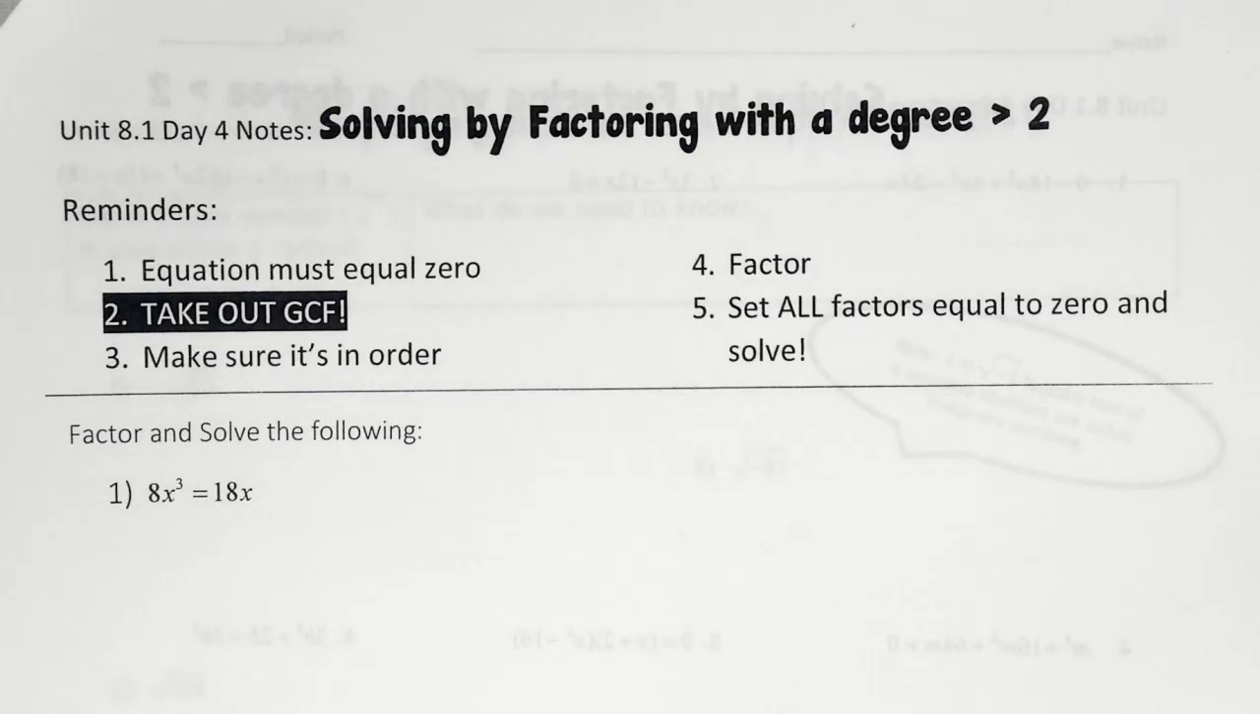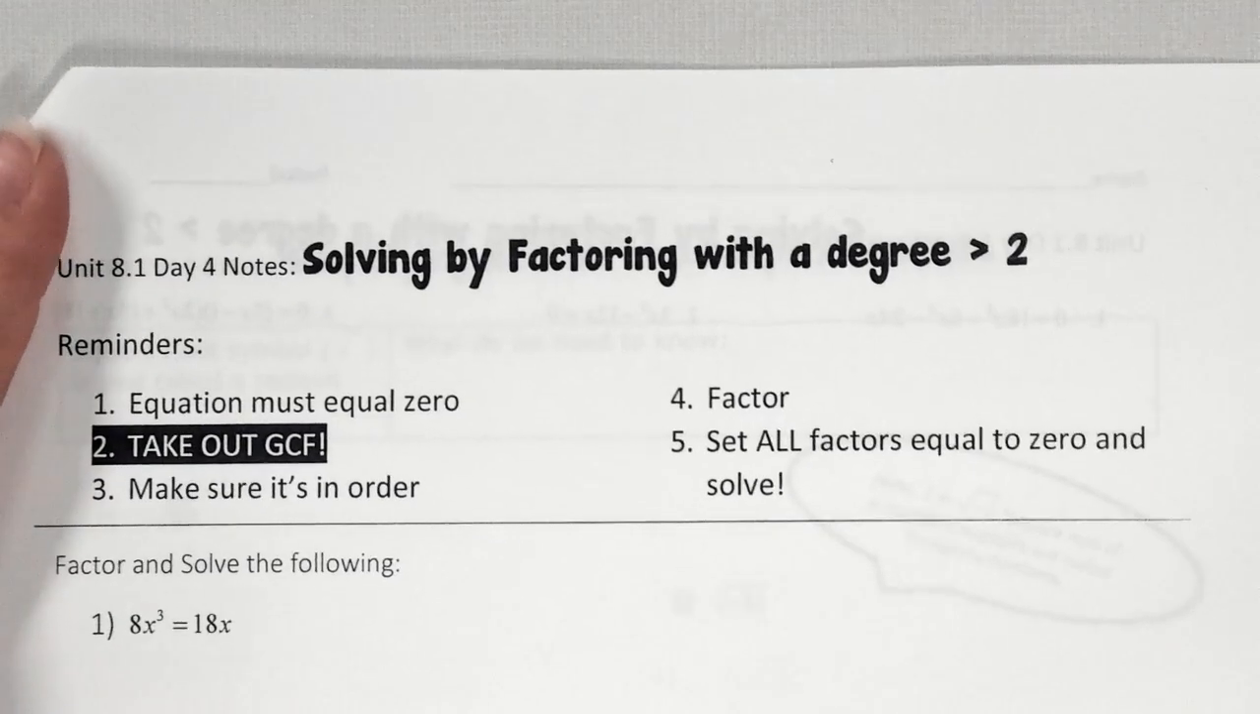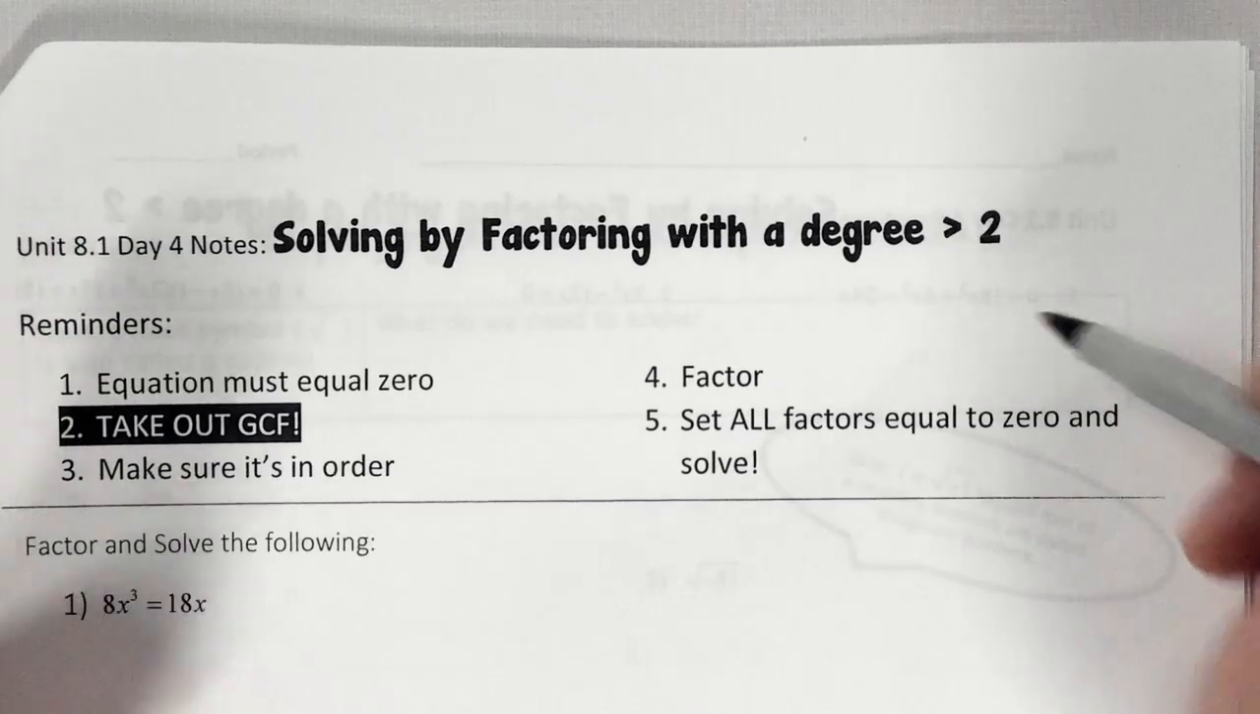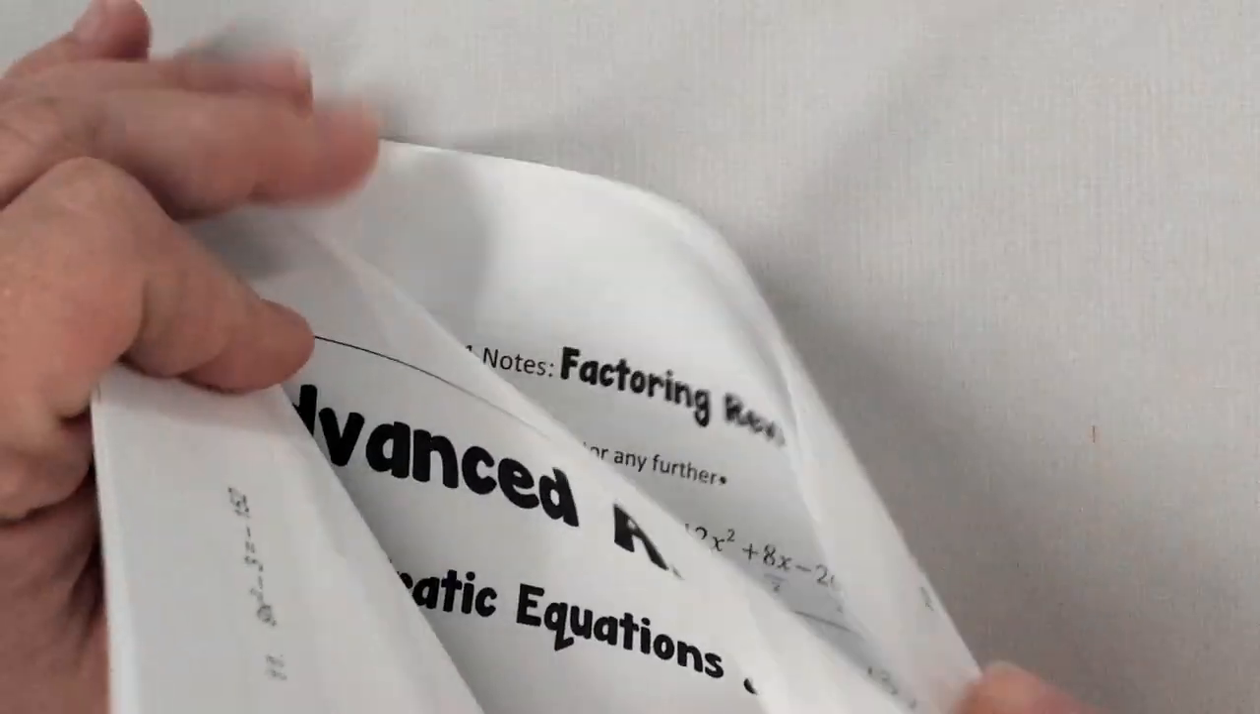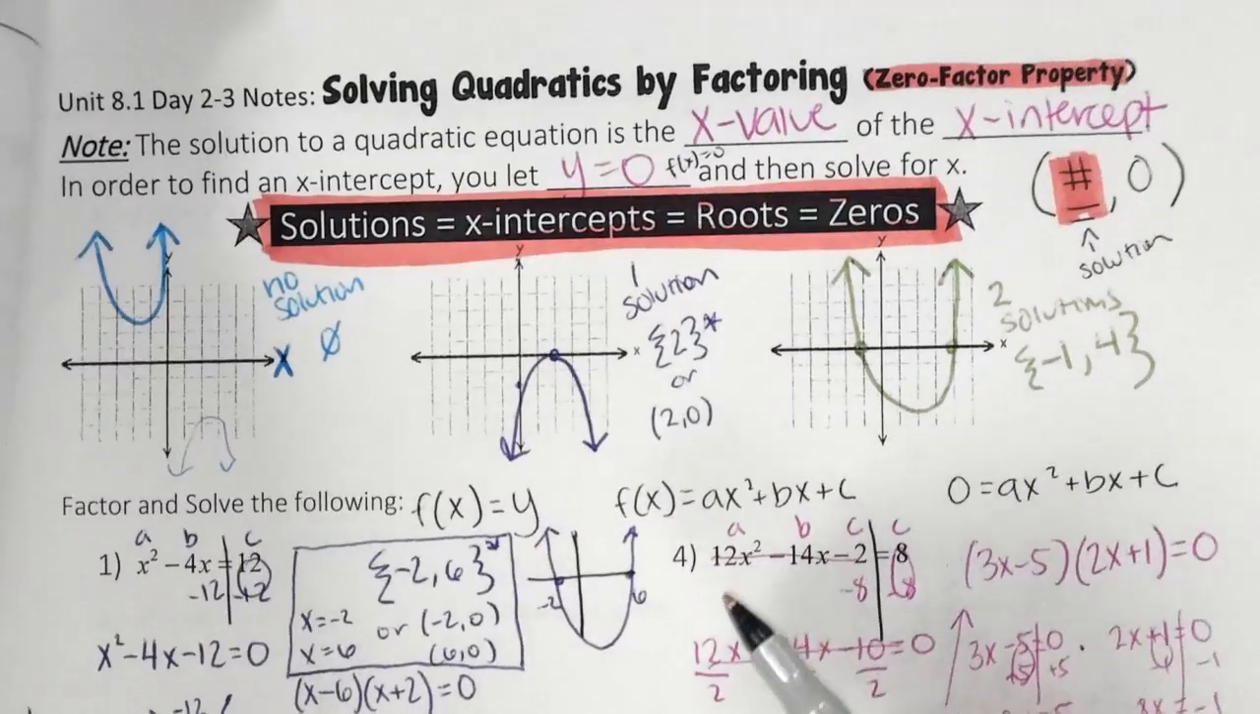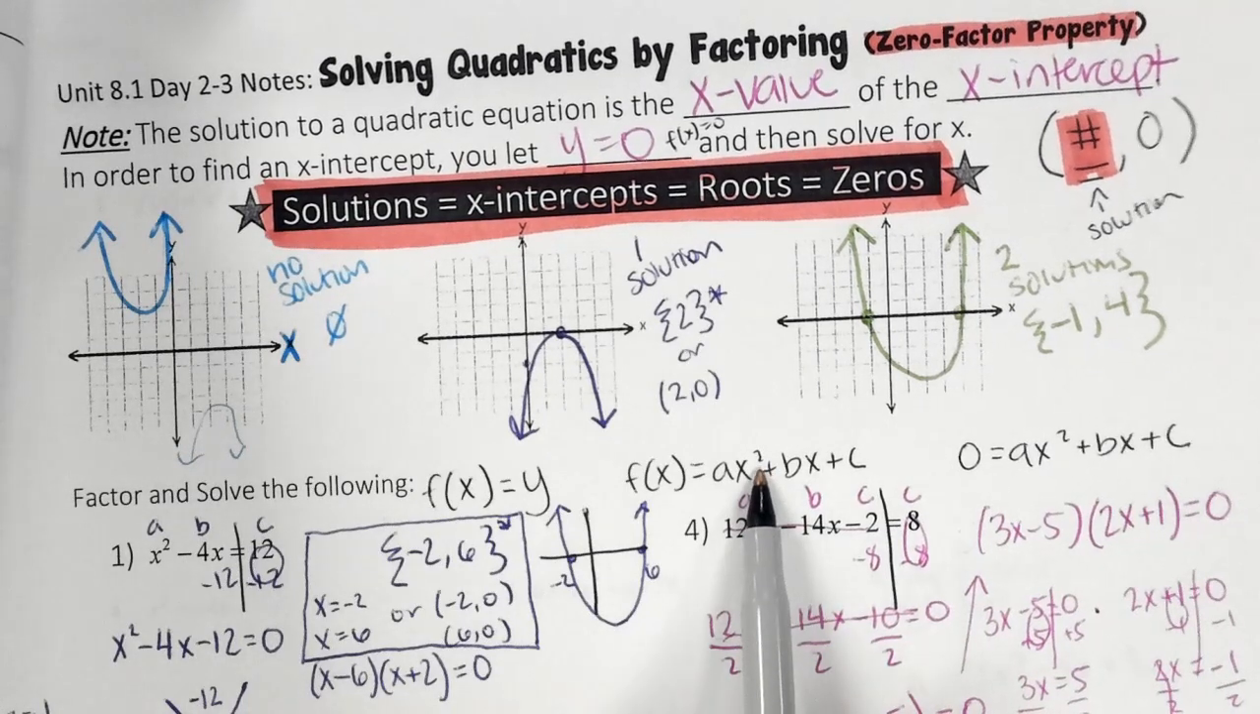Okay, so we are solving by factoring still, but now we have a degree greater than 2. So pretty much what that means is we can have more answers. So when your degree is 2, y'all, what that means is the squares. That's your degree, whatever your biggest exponent is.